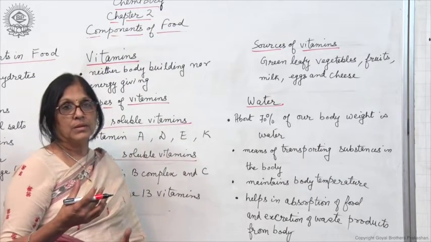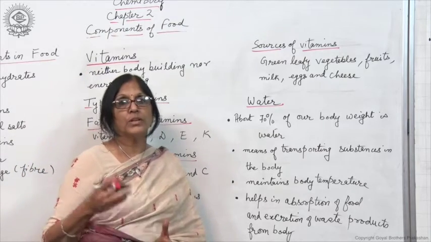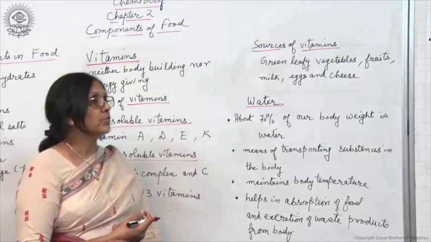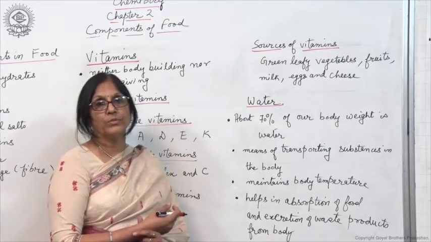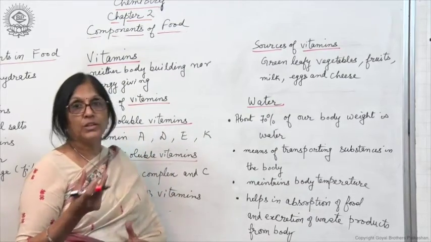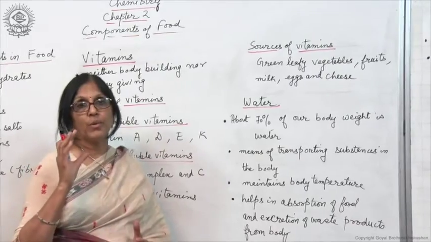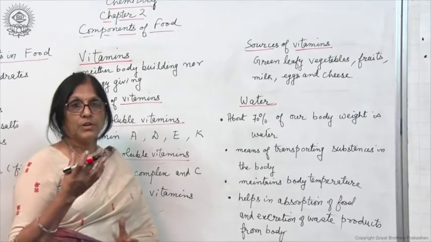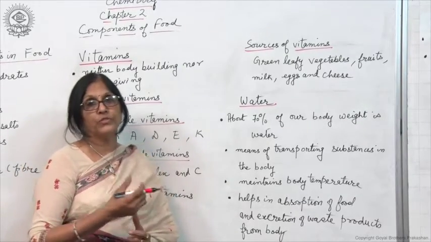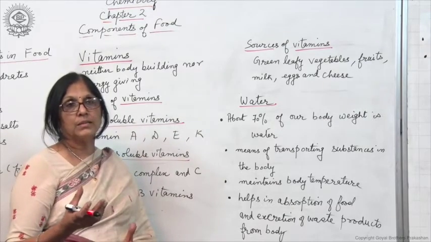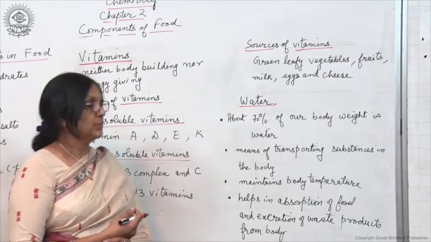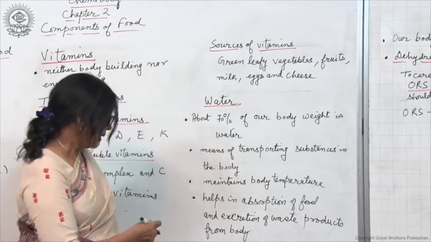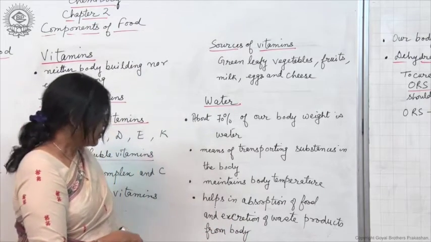Now, as you know, water is lost from the body continuously in the form of sweat, in the form of water vapors. During breathing some water vapors are also given out, and also as urine. Now water is continuously being lost from the body. How is this water replenished? This loss of water is replenished by the food which you eat, and also by the water and the liquids you take. Also water helps in absorption of food and also excretion of waste products from the body.